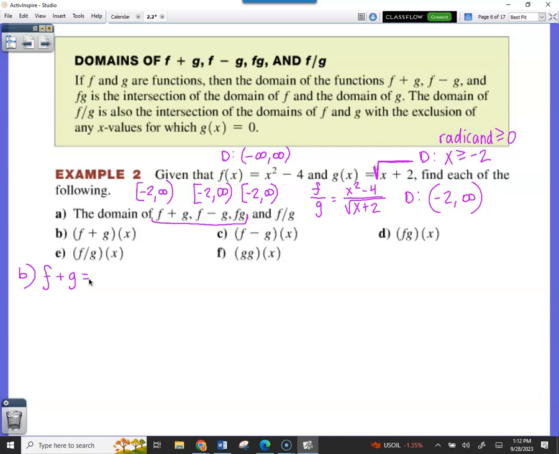F plus G. So I'm going to write function F, that's x squared minus 4, plus function G, which we said is the square root of x plus 2. And you would leave it alone. You can't do anything. Now the subtraction, the difference, would be the exact same thing, but with a minus sign. It says to take F and subtract G, so that would be this. And once again, can't do anything.